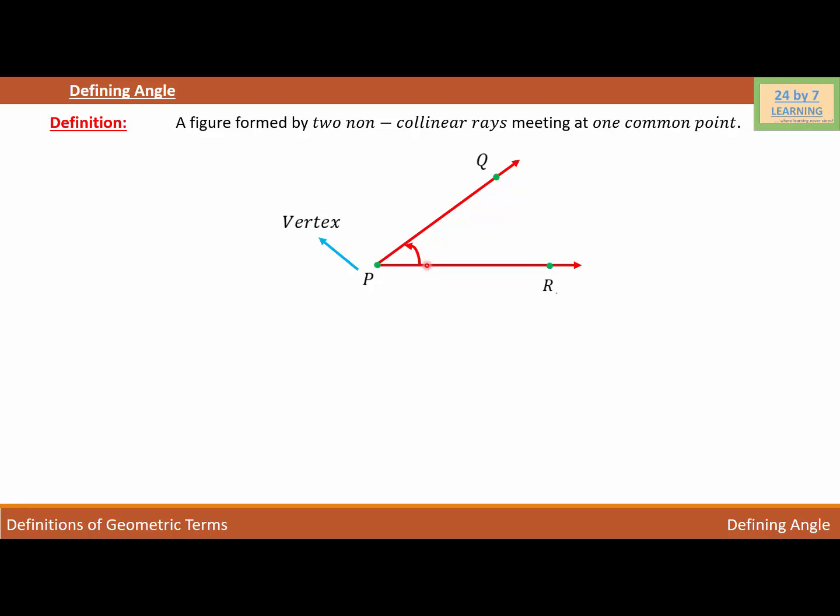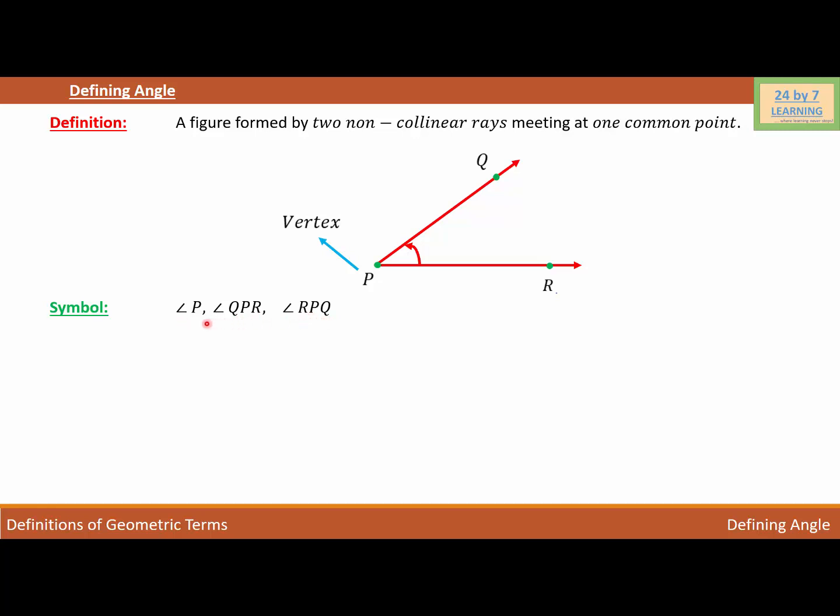So basically we have a few things to talk about. One thing is the vertex, which is this point P, and then another thing is this angle. The symbol for the angle is angle P, which is this angle right here. Instead of saying angle P, we can also say angle QPR, or we can also say angle RPQ. It does not matter how we represent the angle. All three are talking about the same angle, which is angle P.